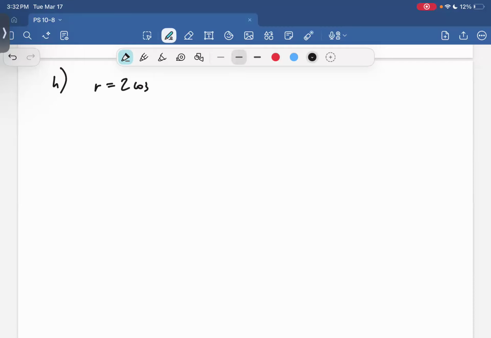r equals 2 cosine 2 theta. Here n equals 2, which means that we're going to have 4 petals, because n is even, so we are going to have 2n petals. So let's try to figure out where one of the petals is. We just need to find one petal, and then the rest of the 4 are going to be evenly spaced.